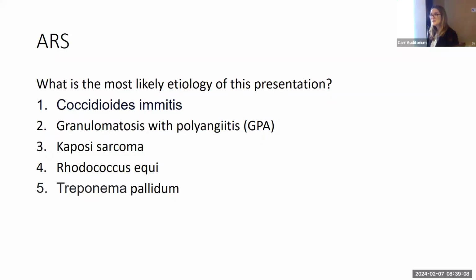So I will ask people to vote at this time. What do you think this could be? Is this cocci, so valley fever? Could it be a rheumatologic process like GPA? Could this be KS, Rhodococcus equi, or Treponema pallidum?